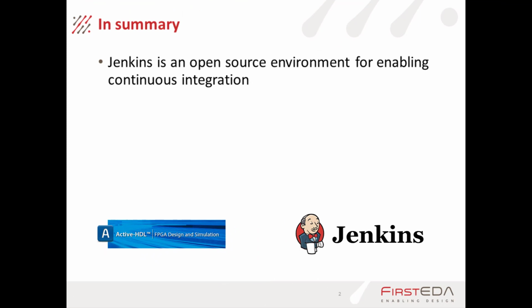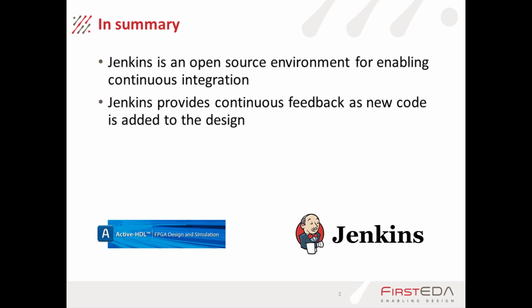So in conclusion, we've seen that Jenkins is an open source Java environment for continuous integration or continuous deployment. The Jenkins environment will provide you with continuous feedback as you add new code or update code to your design. So if you add code into your source code repository that causes your test cases to fail, the user who added that code will be notified, so they can go in and fix the design. Although today we've been looking at Jenkins running on Windows with ActiveHDL, it's also available to run on Linux and can be used with the Riviera Pro or Alint Pro tools from Aldec.